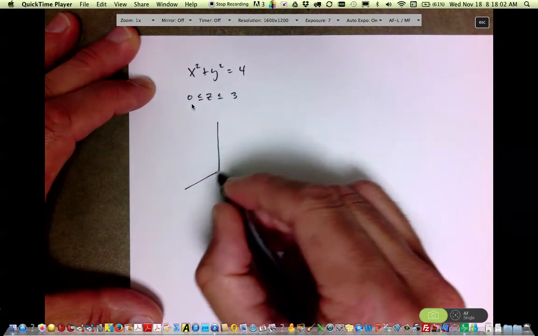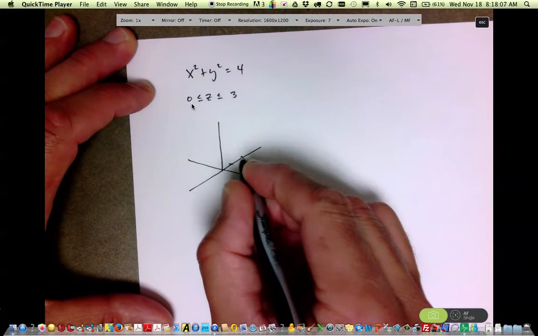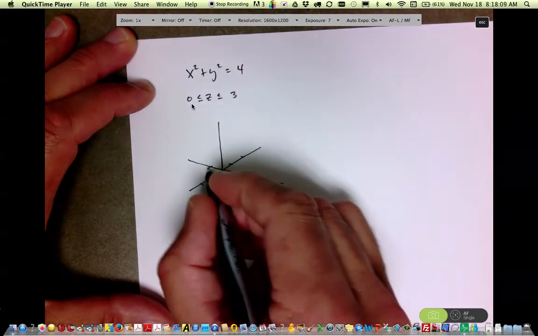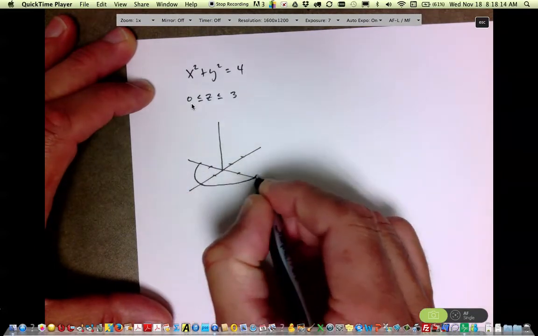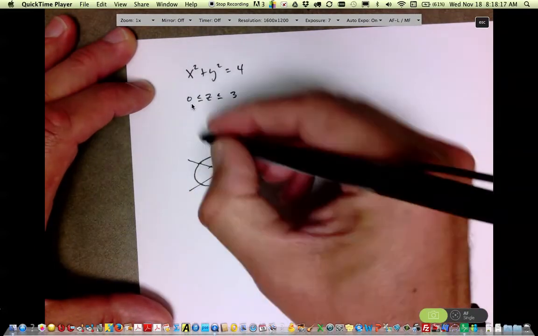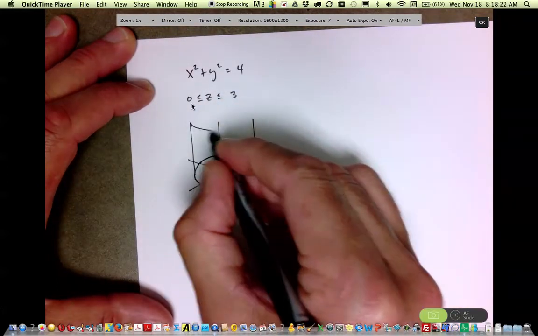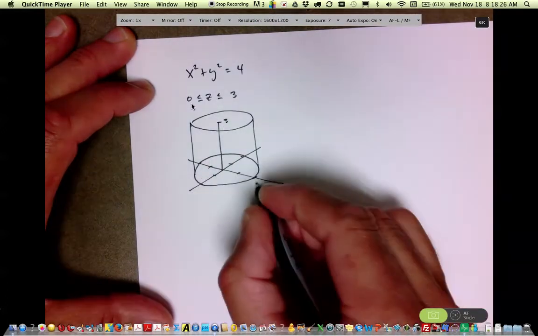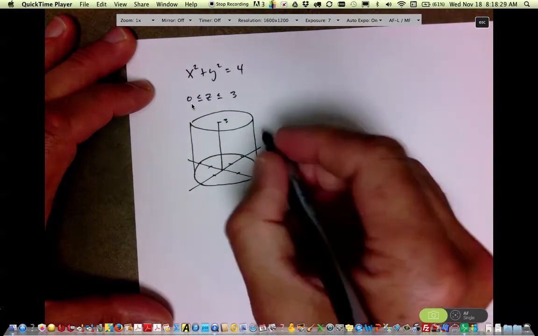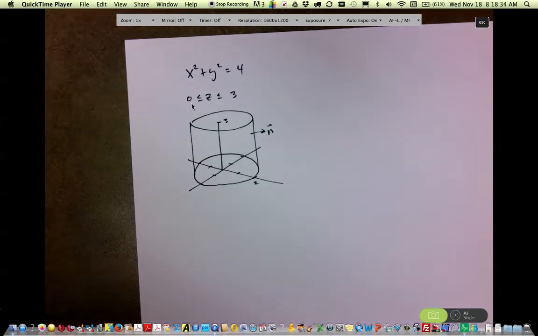Alright, it's going to have a circular region in the xy plane. That circle is going to have a radius of 2. And the cylinder is going to go up the z-axis, and it's 3 units tall. So this comes up here to 3. This has got a radius of 2. Alright, and let's say the orientation is outward, away from the z-axis. Now the cylinder doesn't have a top or a bottom.